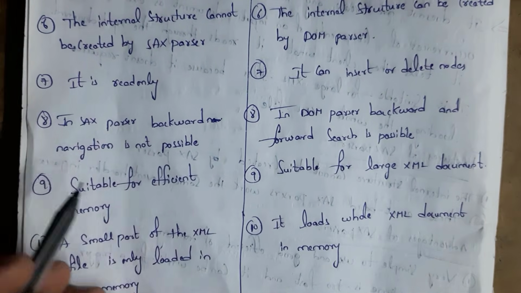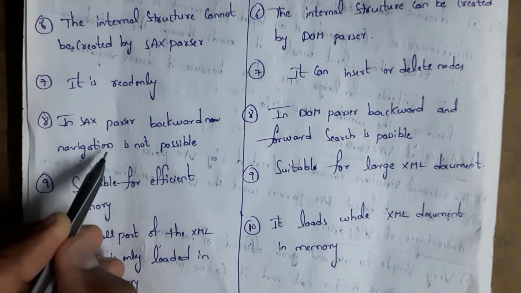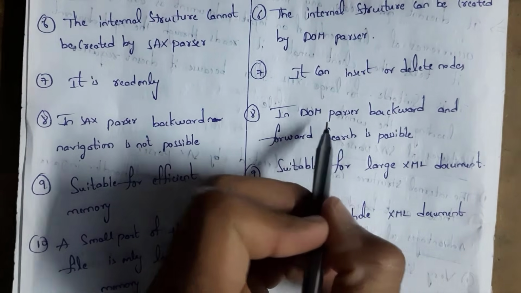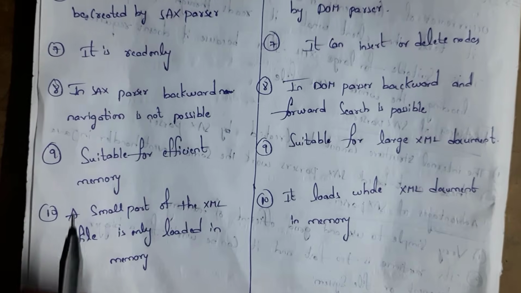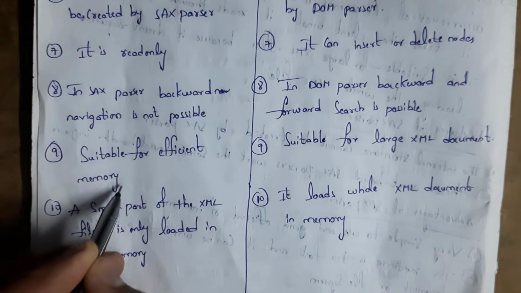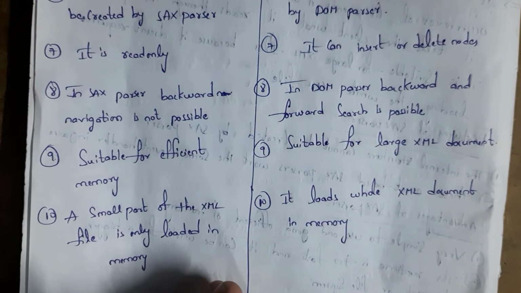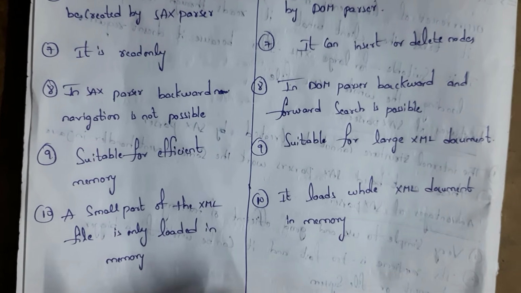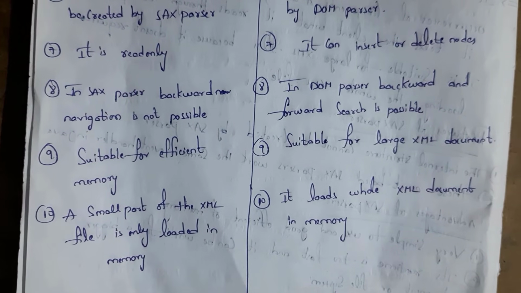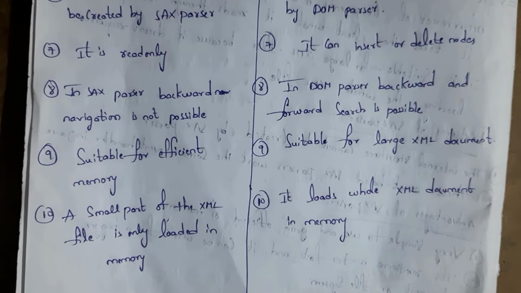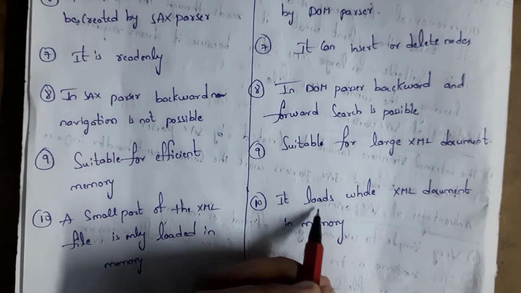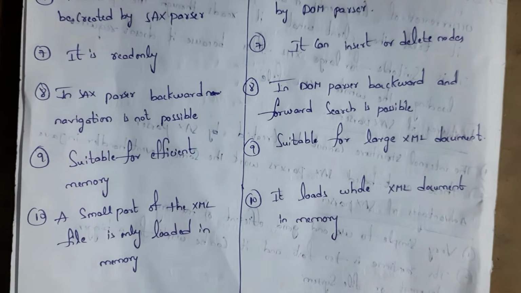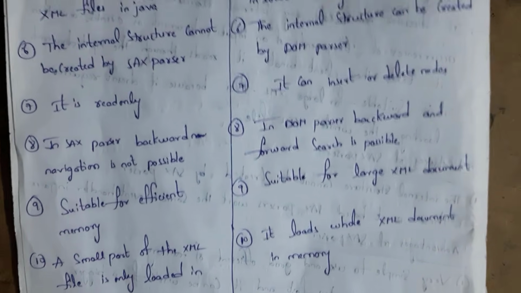In SAX parser, backward navigation is not possible, whereas in DOM parser, both forward and backward navigation is possible. SAX parser is suitable only for efficient memory use, whereas DOM parser is suitable for large XML documents. In SAX parser, we can only load a small part of the XML file. We cannot load the entire file in SAX parser, whereas in DOM, we can load the whole XML document. This is the difference between SAX parser and DOM parser.